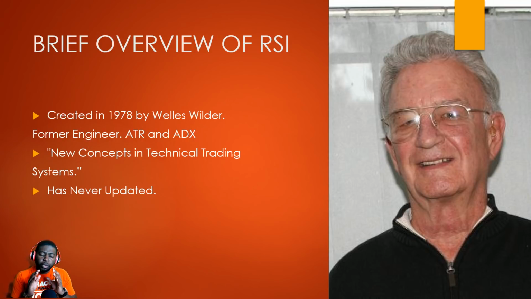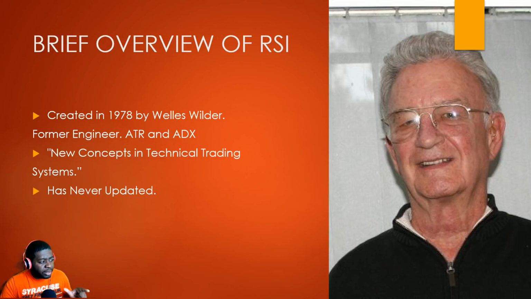So when we talked about the relative strength index, let's do this brief overview. Every time you've used it, that guy on the screen is the man you need to be thanking. His name is Welles Wilder. By the way, still alive. I think he's in his early 90s now. Lives in New Zealand. He's a former engineer, created the RSI as well as ATR and the ADX indicators as well. I know it's average true range, average diagonal. I don't remember what the X is for.